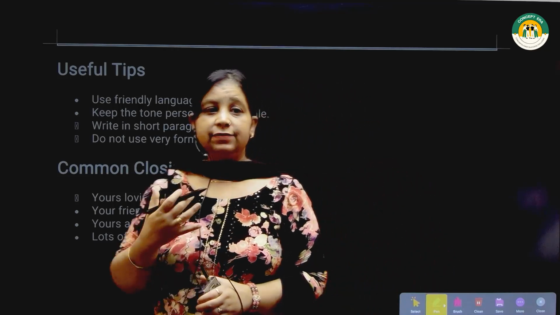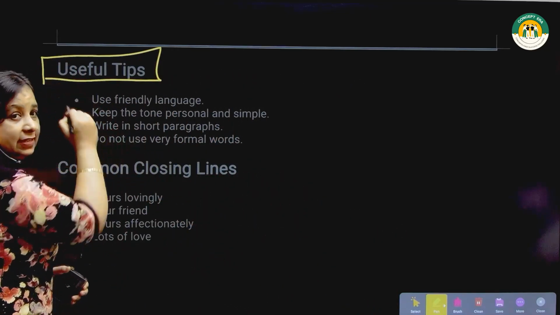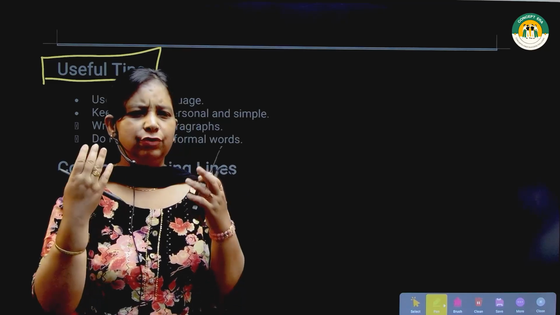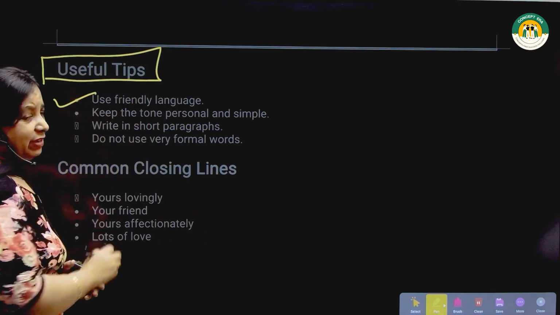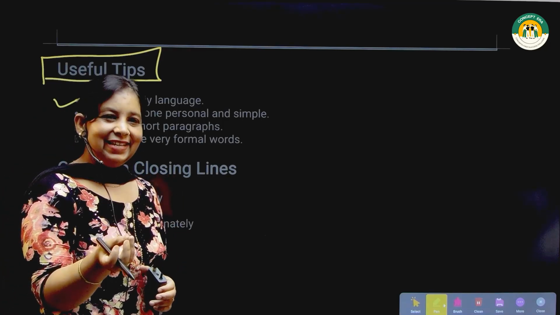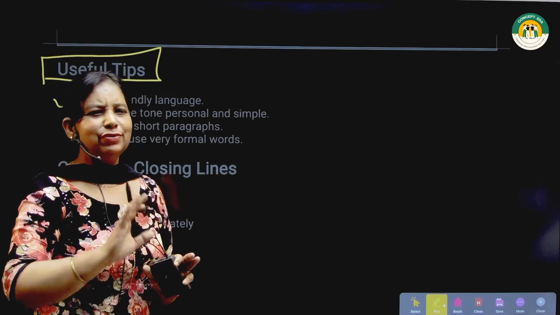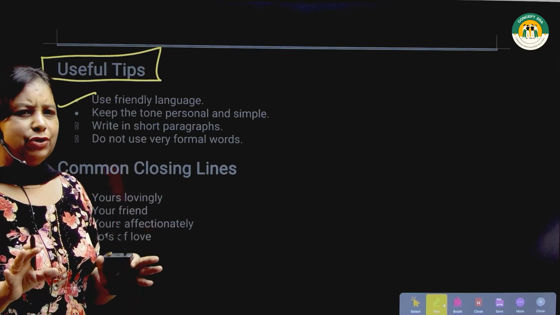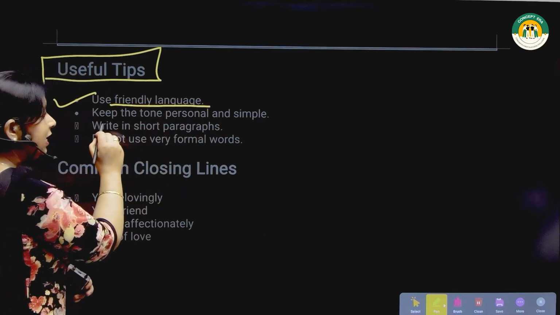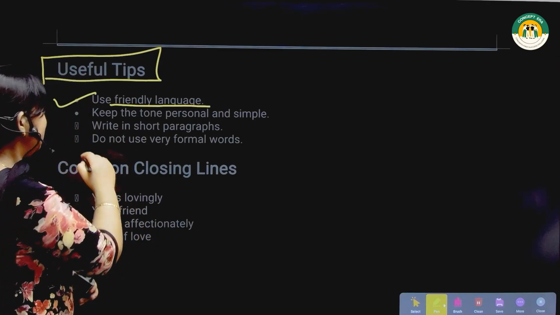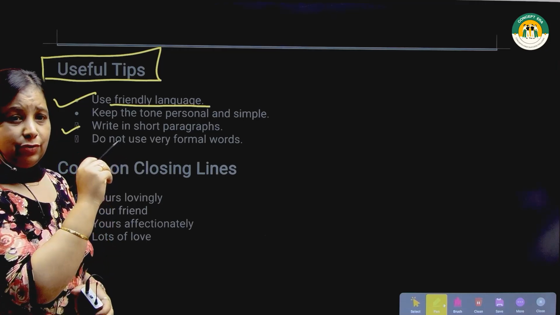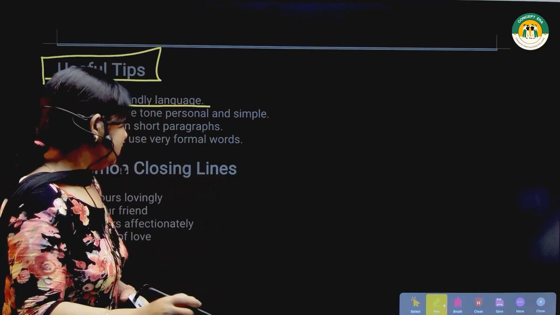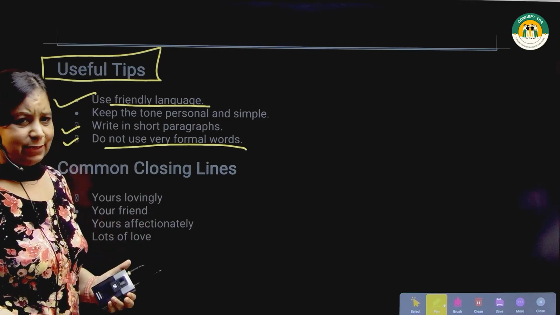This is very important. Useful tips. Every time you start writing an informal letter, keep 2-3 main points in your mind. The first one, use friendly language. Use very simple, easy words so that anyone can understand. Do not use big words which are difficult to pronounce or understand. Keep the tone personal and simple. Write in short paragraphs. Do not write a lengthy paragraph of more than 7 or 8 lines. Do not use very formal words, which I already explained.